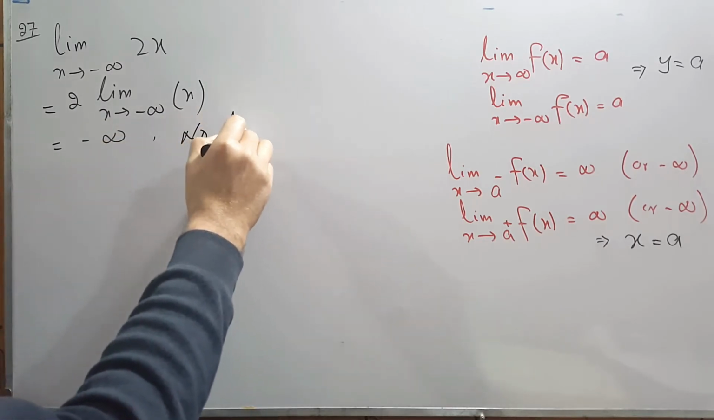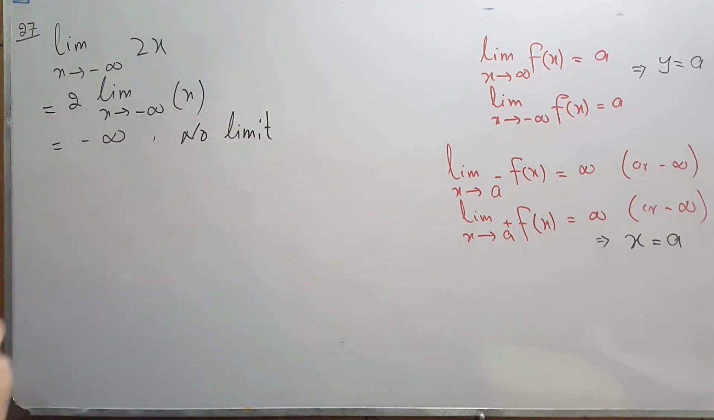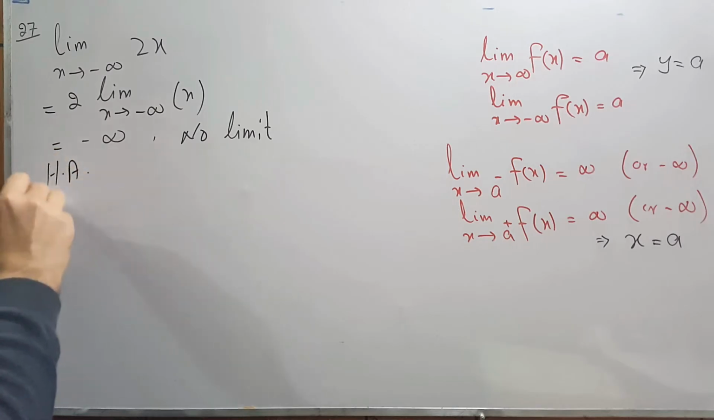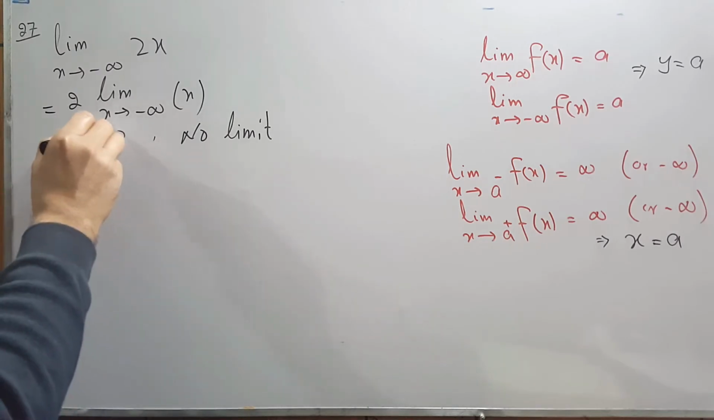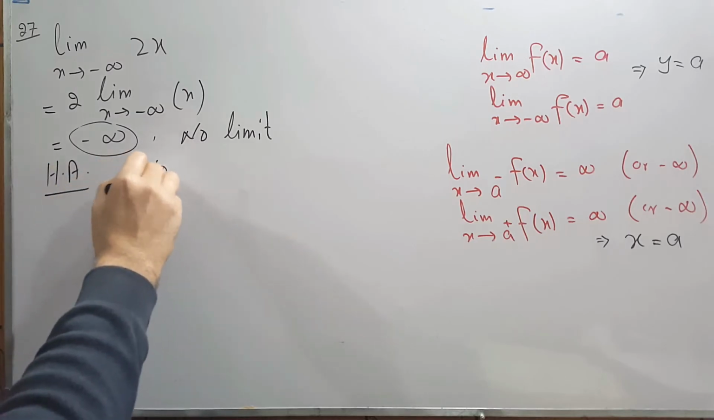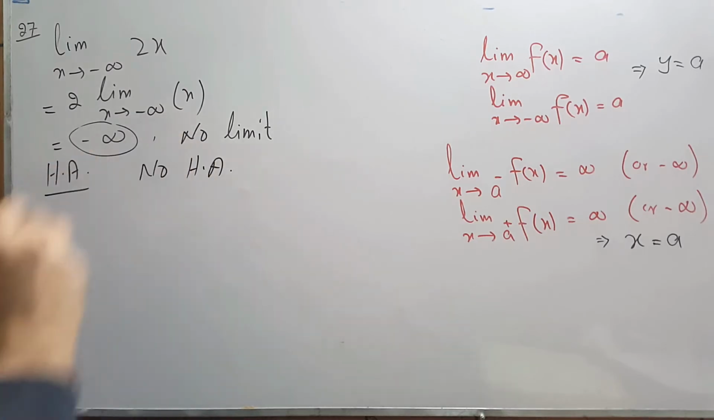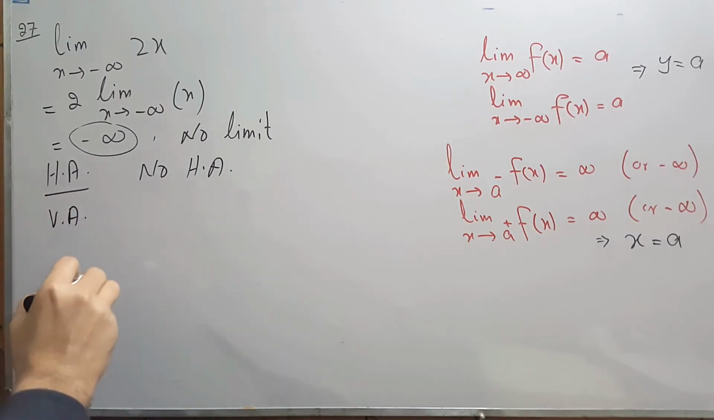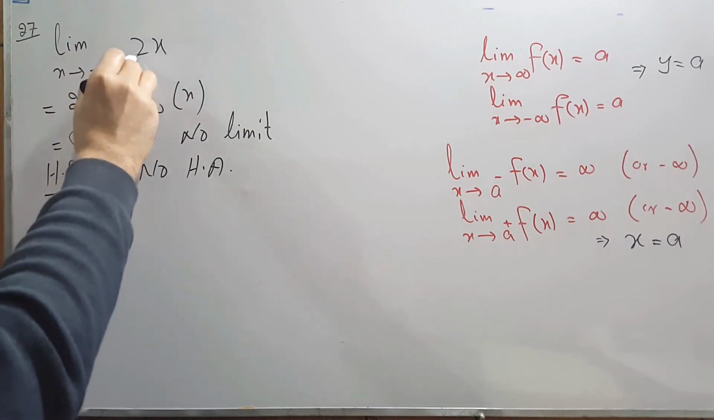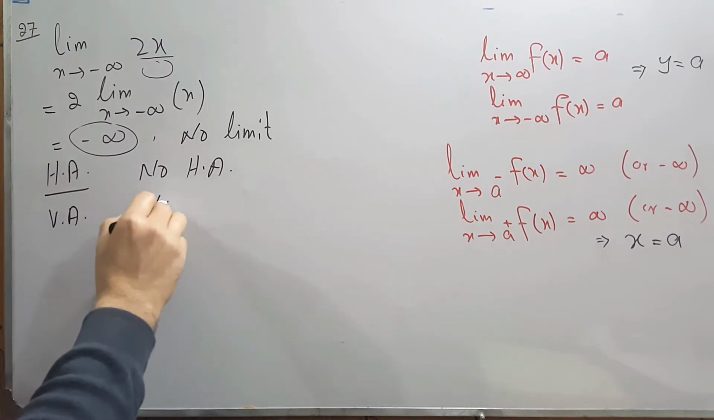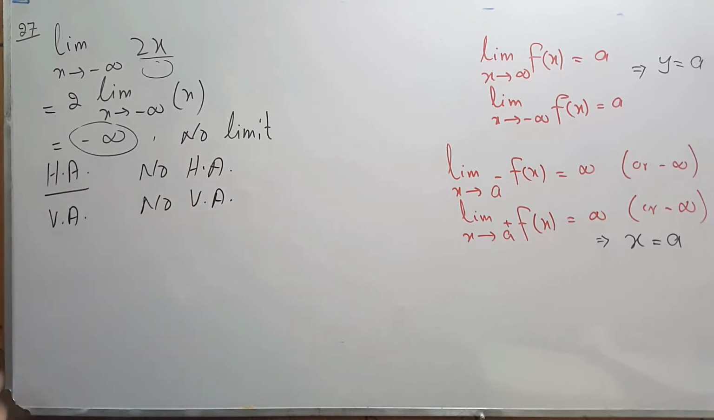So no limit. We don't have a limit for this one. So the horizontal asymptote would be what? We said that y is equal to something over here. It's not a number, so there is no horizontal asymptote. In vertical asymptote, we said that in the denominator, something has to be 0. There is nothing in the denominator here, so no vertical asymptote in this case.